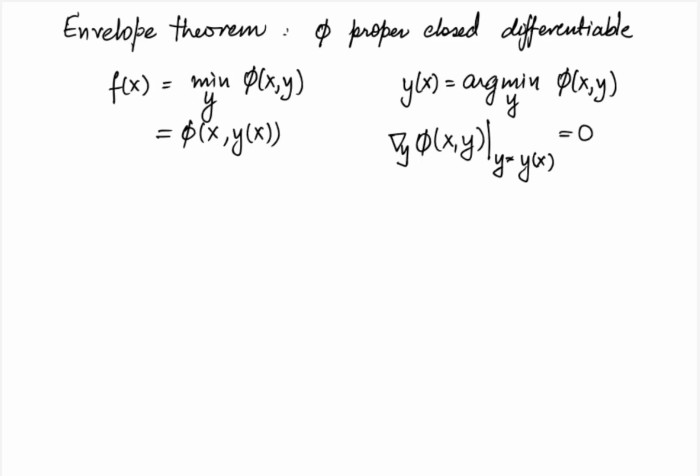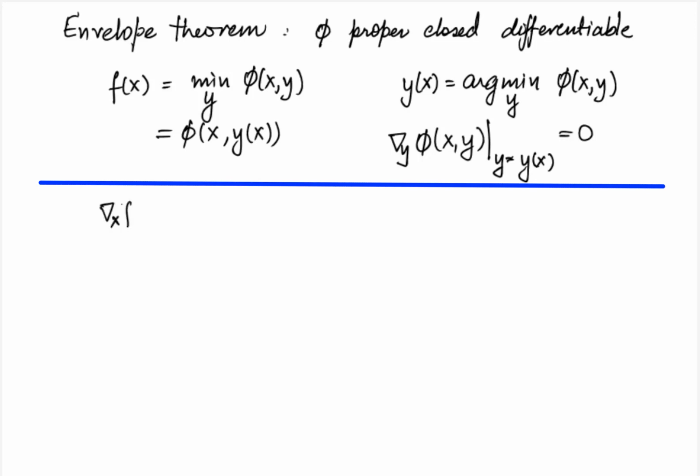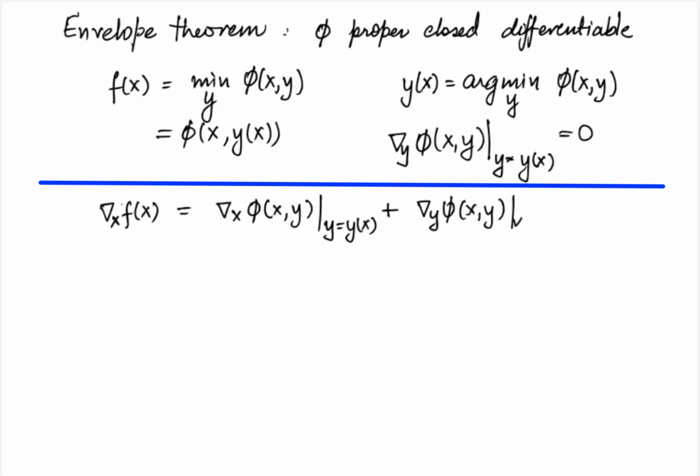So the envelope theorem is a simple result about the derivative of f. Note that f depends on x in its first argument and in its second argument through y. Let us calculate the derivative of f using the chain rule. So the gradient of f with respect to x is given by the gradient of phi with respect to the first argument x at y equal to y of x, plus the gradient of phi with respect to its second argument y at y equal to y of x, times the gradient of y of x with respect to x.